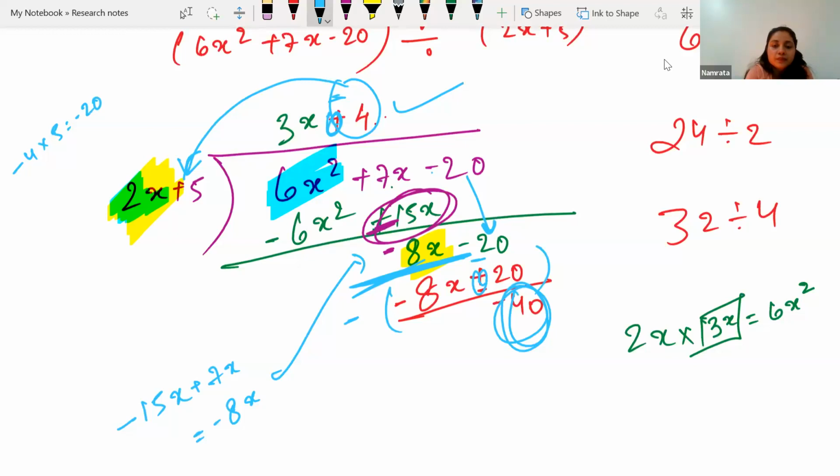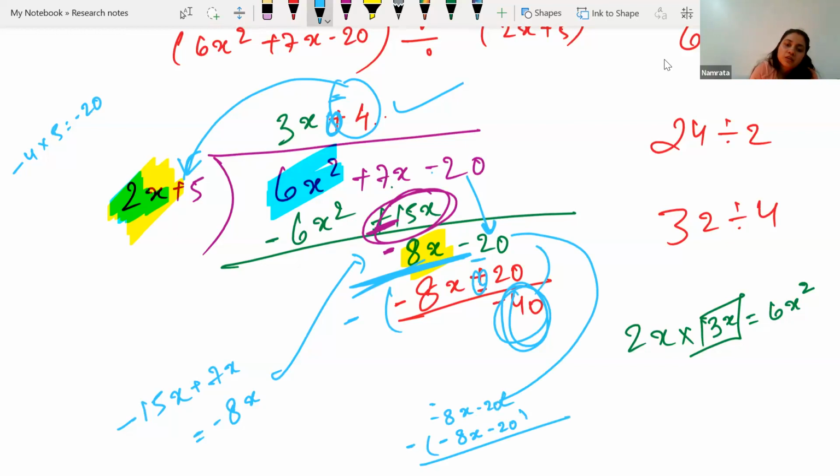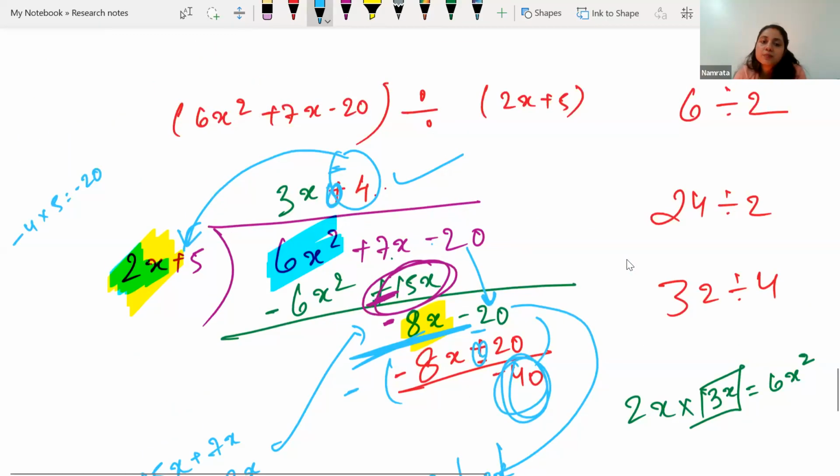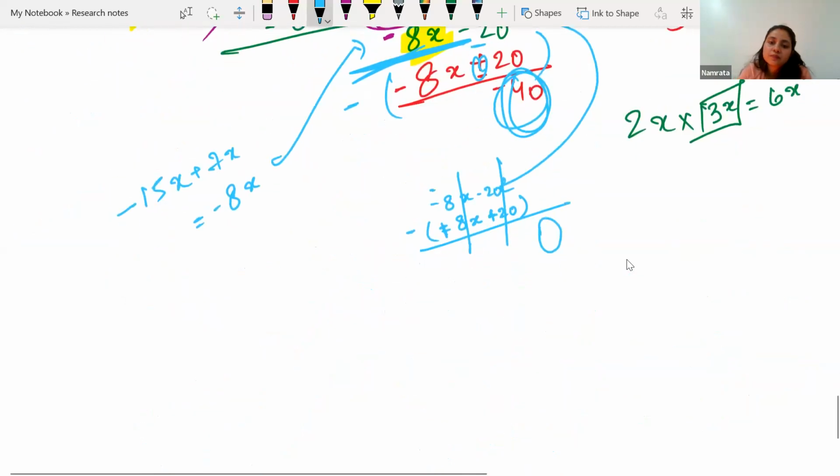Right? Oh, okay. So here we are having the upper one as minus 8x minus 20. In the lower part also we are getting minus 8x minus 20. Now if you do the subtraction, this minus 8x will become plus and this minus 20 will be plus. Eventually both will cancel out each other. Right? Are you getting it, Arya? Yes, ma'am. So we got the remainder as 0. Our answer is 3x minus 4. Okay. This is how we will be doing the long division method.